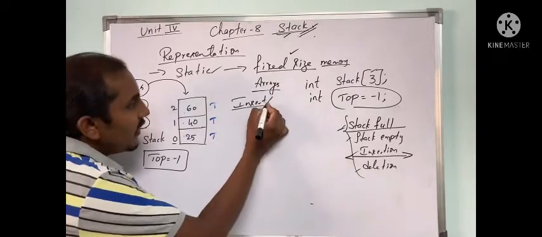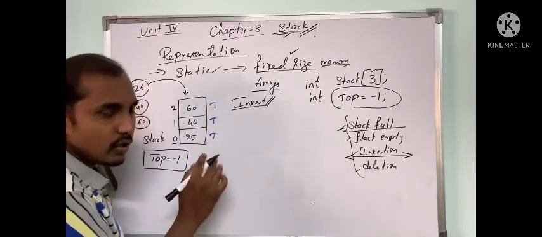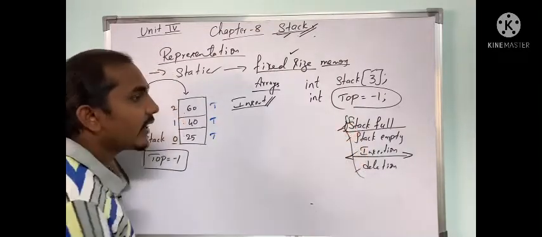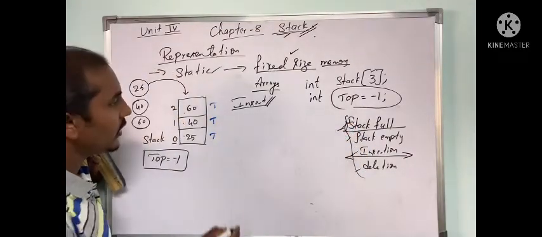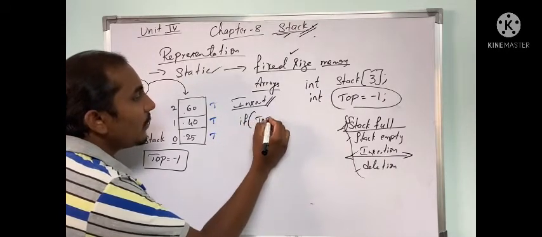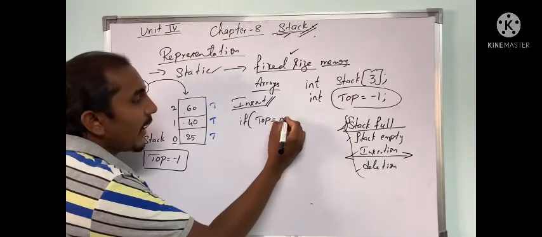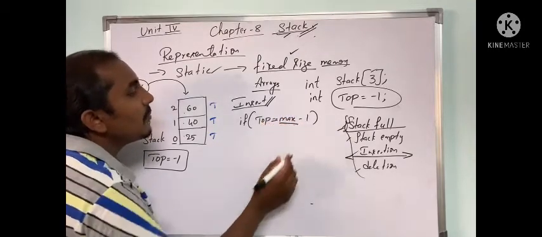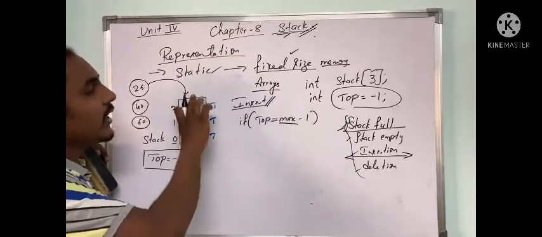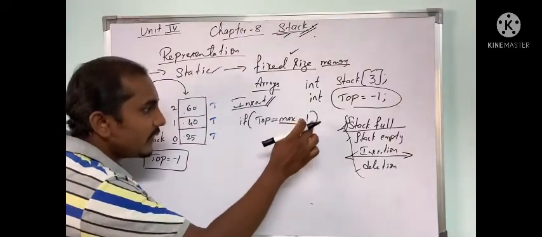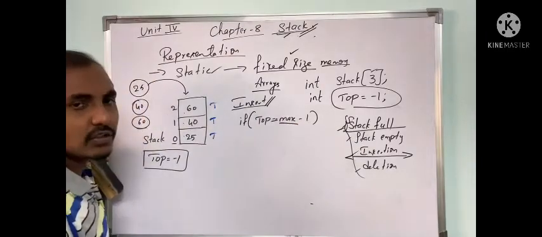So while inserting an element into the array, we should also check whether the stack is full or not. How to check that? If you observe here, if top equals maximum - 1. So what is maximum? Maximum represents the maximum size of the stack. So if top equals maximum - 1, then it represents the stack is full.